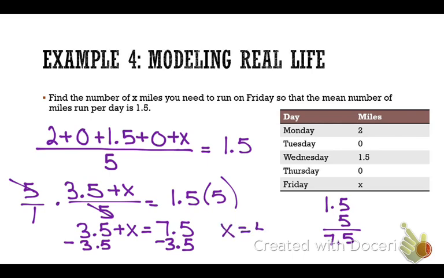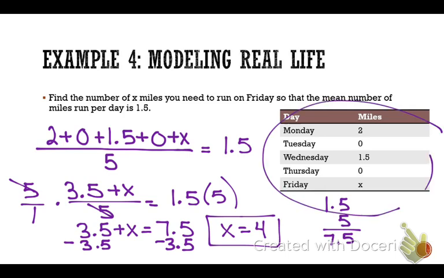So x equals 4. All right, so what does this mean? This means, I keep saying mean in all these different, okay. So the reason why my answer is 4 is because on Friday I have to run 4 miles. So my average miles that I ran per day is 1.5. Okay? Now let me ask you a question about this chart.